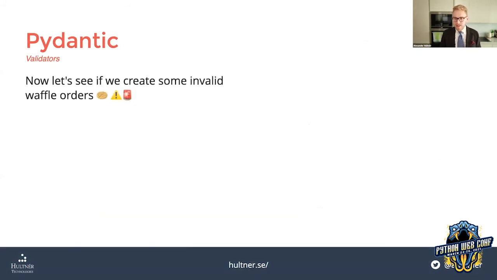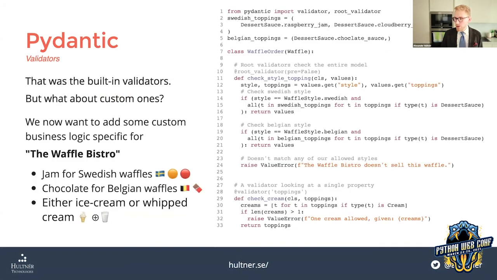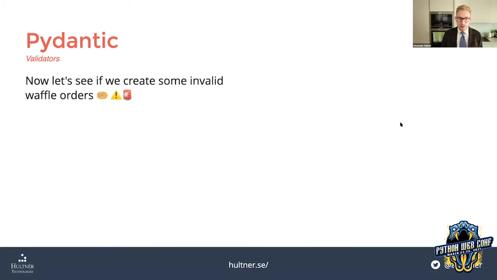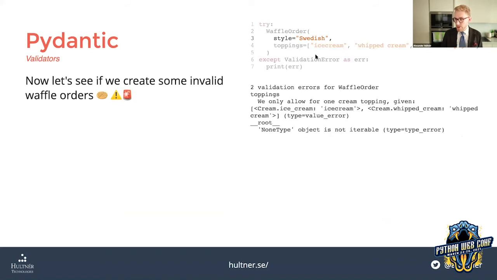So let's see if we can create some invalid waffle orders then. Yep, so we have our new waffle order. This new object is a waffle order, which actually makes sure that it's one of the styles that Waffle Bistro supports. And now we want to create invalid orders. So I'm going to create a Swedish waffle with ice cream, whipped cream, and cloudberry jam. And we don't support both ice cream and whipped cream.